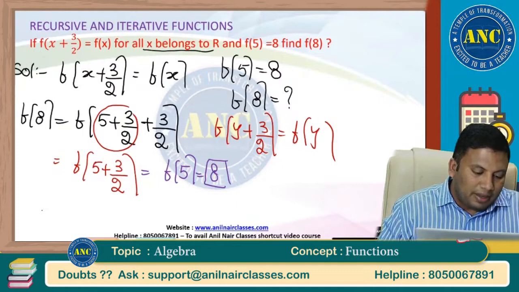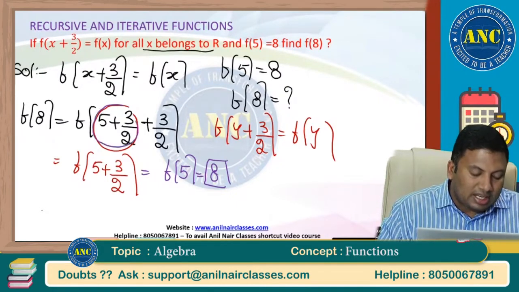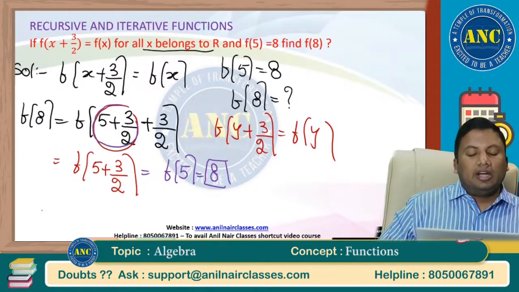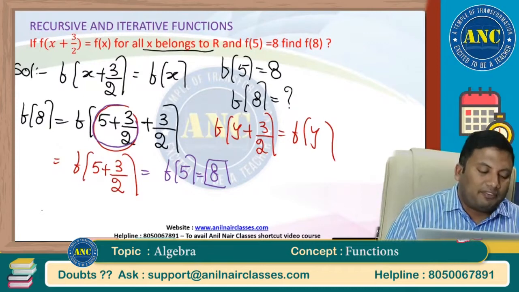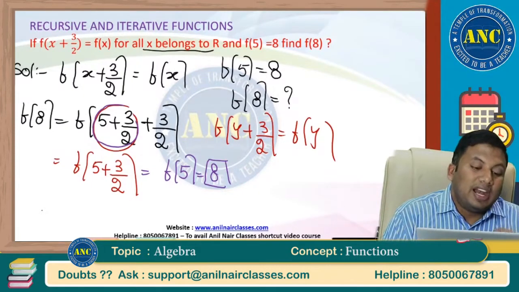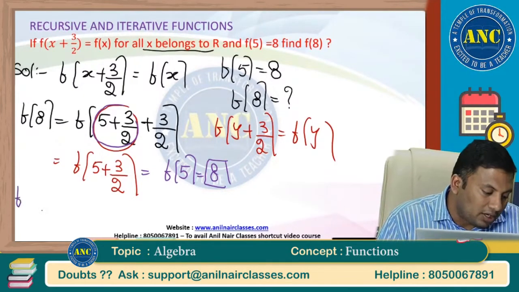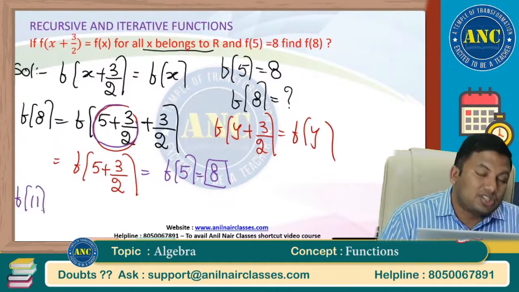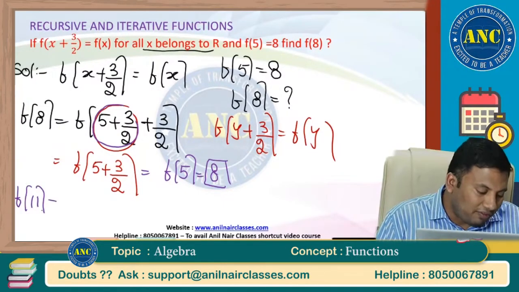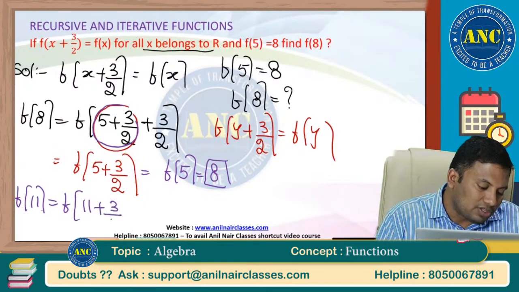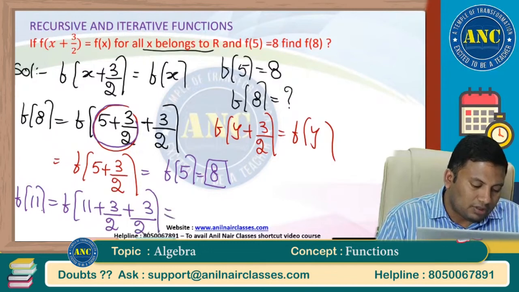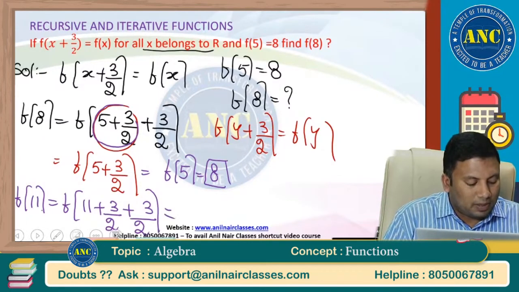5 plus 3 by 2 plus 3 by 2, this I call y. Y plus 3 by 2 is y. Answer is f of 5 plus 3 by 2, which is 5. Let me see what is happening to f of 11. Then I will generalize this function. F of 11 is nothing but f of 11 plus 3 by 2 plus 3 by 2. Are you with me?